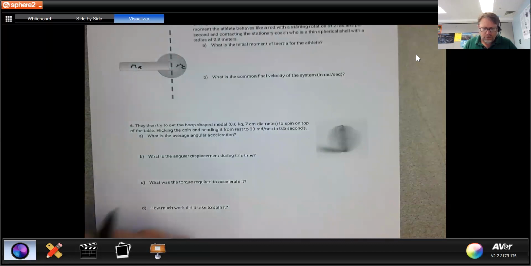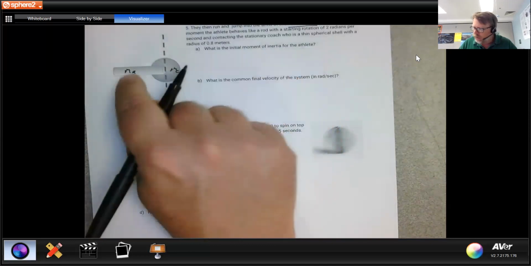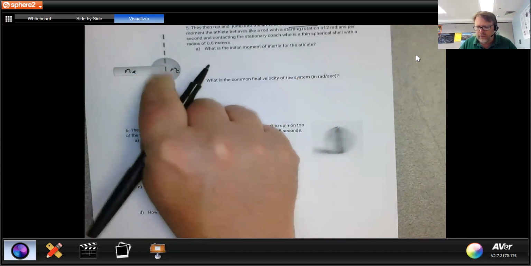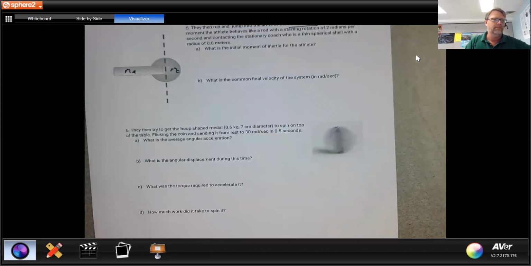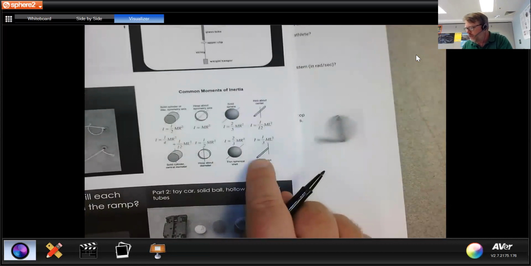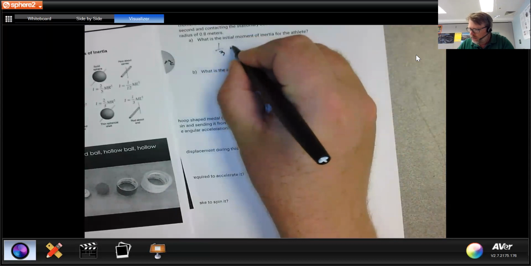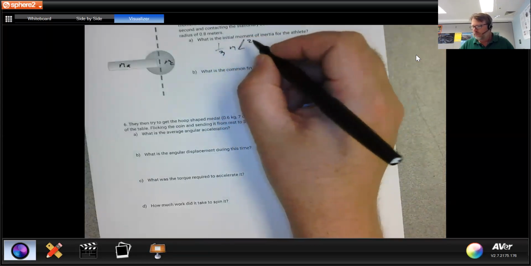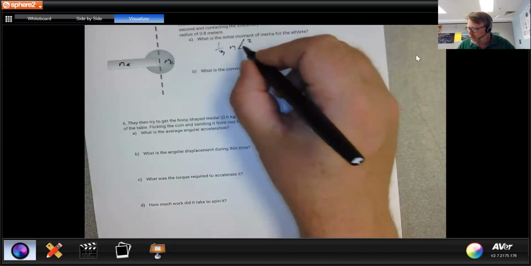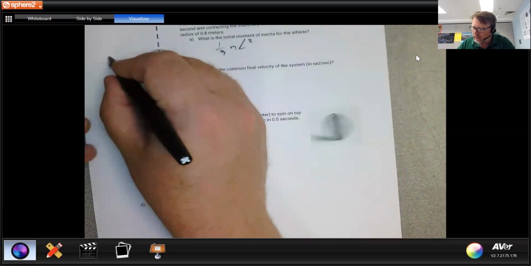All right. So what's the moment of inertia for the athlete? They are a rod, and I try to very clearly show which type of shape to use. So you should see it look just like this. So we have 1/3 L squared. Again, that length is going to be the length of the athlete.